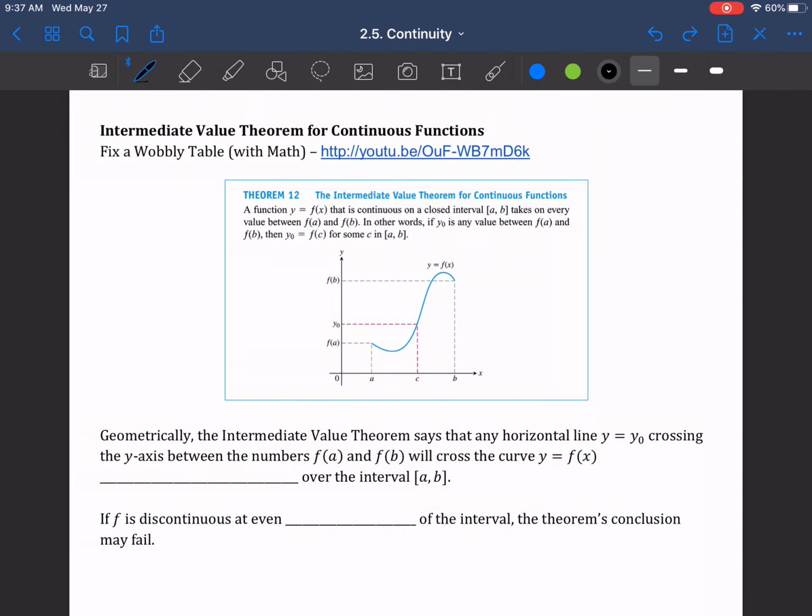All right, next we've got what is called the intermediate value theorem for continuous functions. Basically, the idea is saying that if you have a smooth continuous function, continuous on some closed interval between a and b, then it will cross every single possible output value between f of a and f of b. So any horizontal line you draw between them will cross the graph at some point.